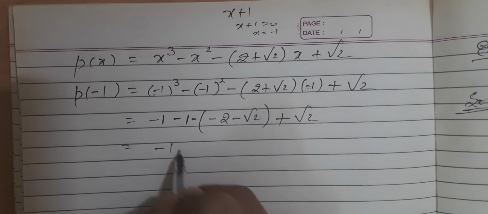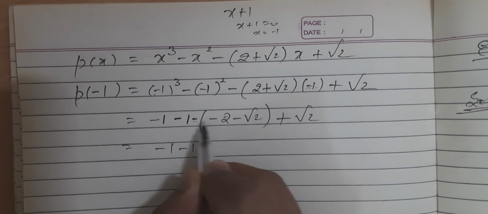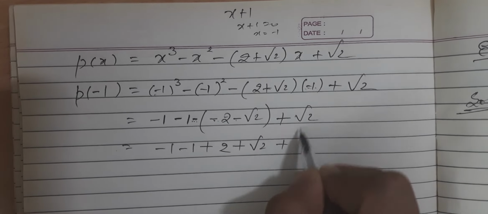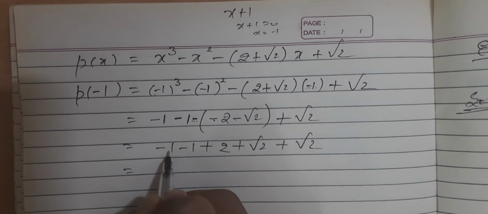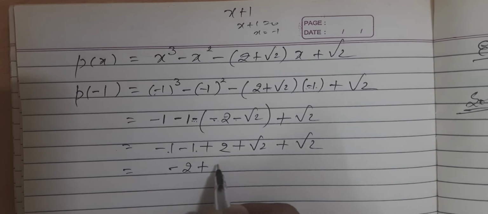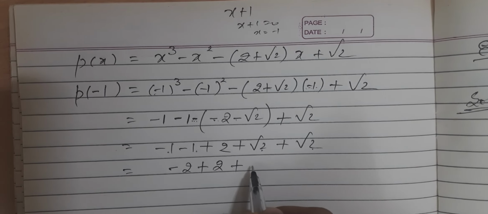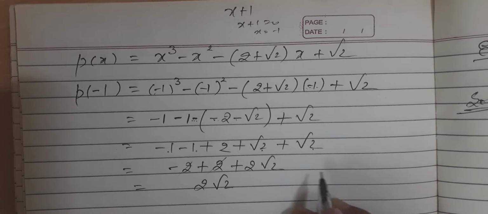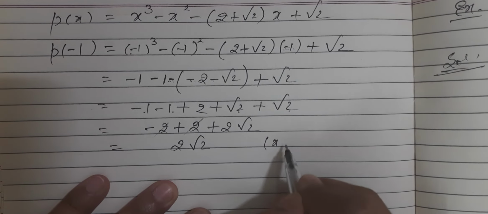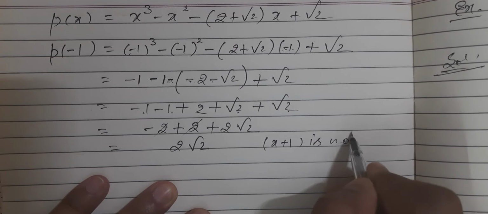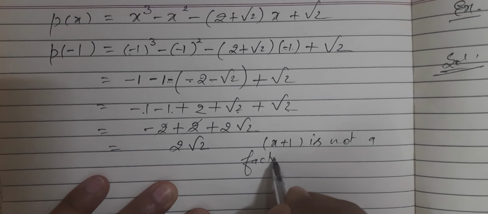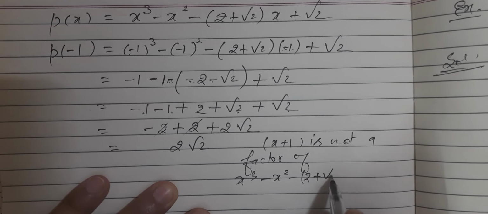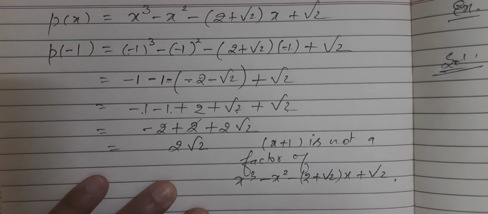Now we will open this bracket. So when you open the bracket, minus minus is plus 2, minus minus is plus root 2, and this plus root 2. Minus 1 minus 2 plus 2 plus root 2 plus root 2. This 2 and 2 will cancel out, so we'll get 2 root 2, which is not 0. Okay, so we'll write x plus 1 is not a factor of this x cube minus x square minus (2 plus root 2)x plus root 2.